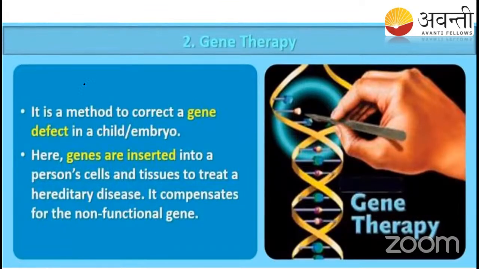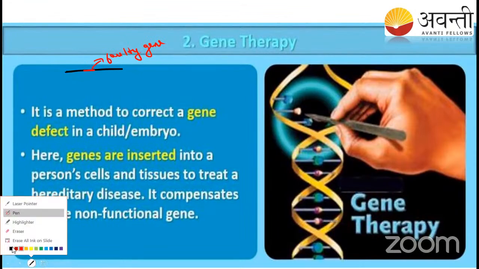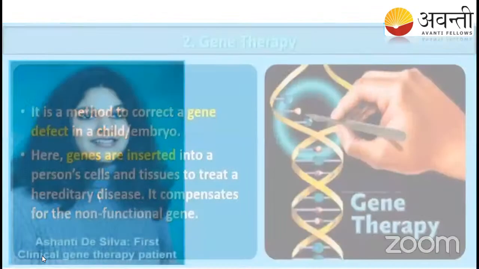For example, this is the gene, and this is the DNA. Here one gene is present, and this is mutated, or we can call it the faulty gene. This gene we will remove and add a correct one.